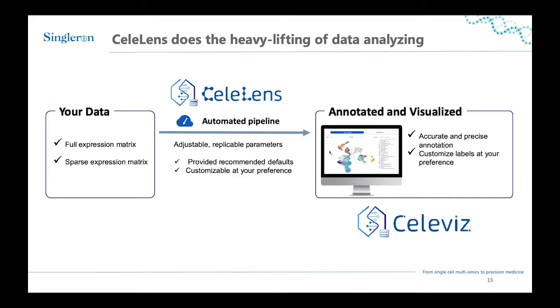It's not only about public data, you can also use it to analyze your own data. For this, you can upload your expression matrix and run it through the same automated pipeline, which will annotate your cell types. This annotation is not final. You can manually change it and curate it. And you can then perform cell visualization analysis by using CellVis.